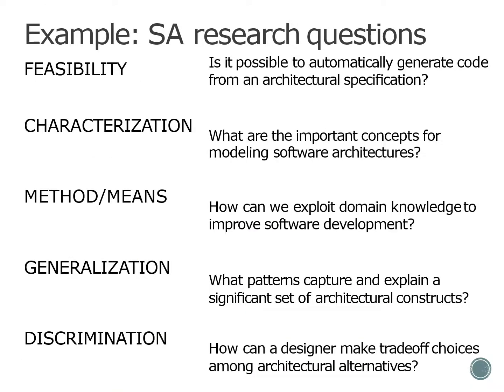Also, if we take into account what sort of research questions we can make from software architecture using the previous categories, they are here. So there's really no limitation on what we want to study. Is it possible to automatically generate code from an architectural specification? What are the important concepts for modeling software architectures? How can we exploit domain knowledge to improve software development? What patterns capture and explain a significant set of architectural constructs? How can a designer make trade-off choices among architectural alternatives?